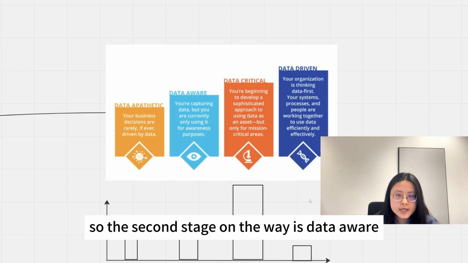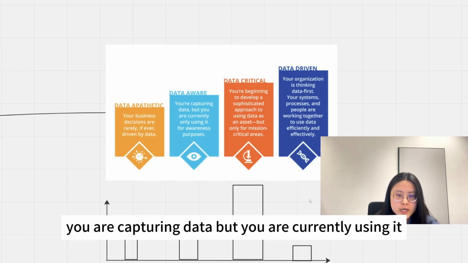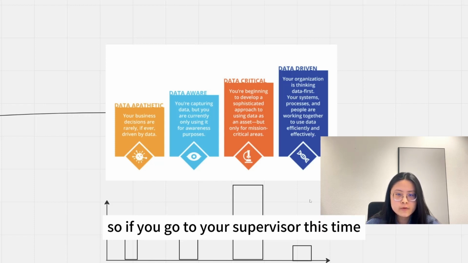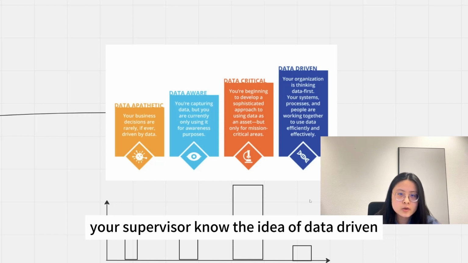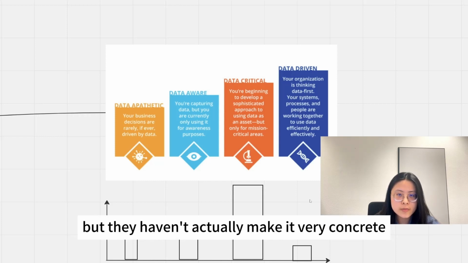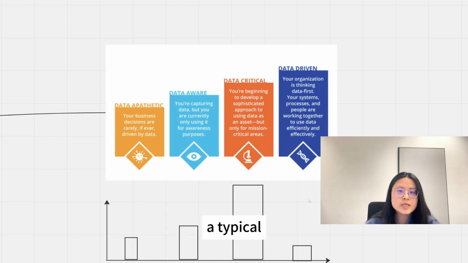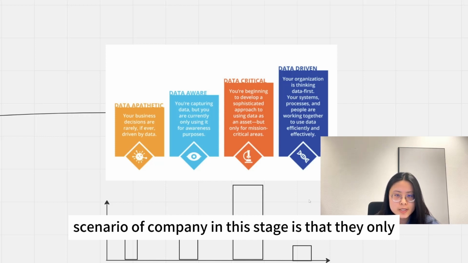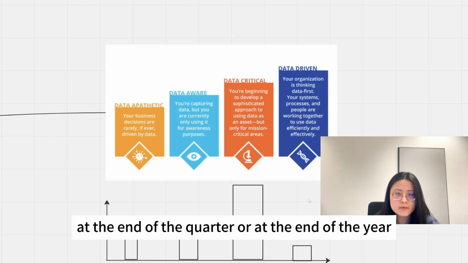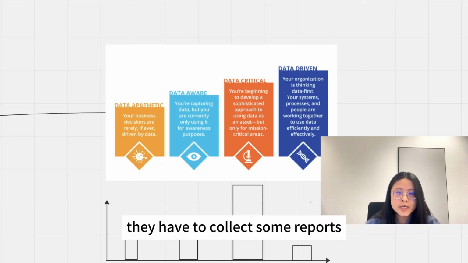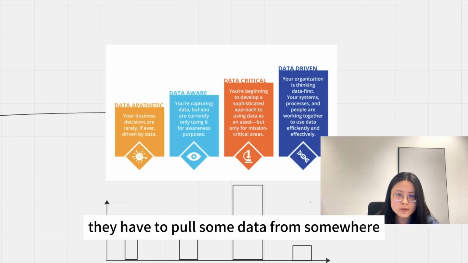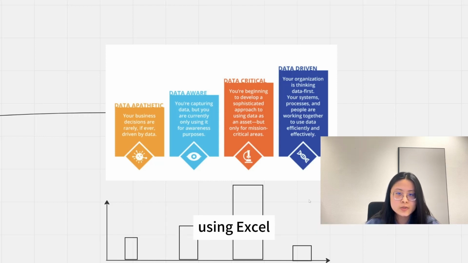So the second stage on the way is data aware. You are capturing data, but you are currently using it for awareness purposes. So if you go to your supervisor this time, your supervisor knows the idea of data-driven and probably thinks of doing that, but they haven't actually made it very concrete. A typical scenario of a company in this stage is that they only want to use data when it is urgent. For example, at the end of the quarter or at the end of the year, they have to collect some reports. At that time, they know they have to pull some data from somewhere and process it using Excel.